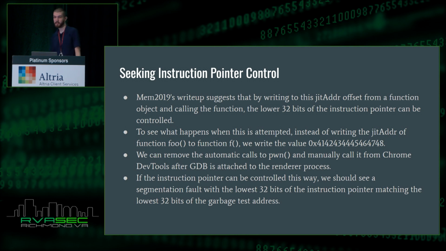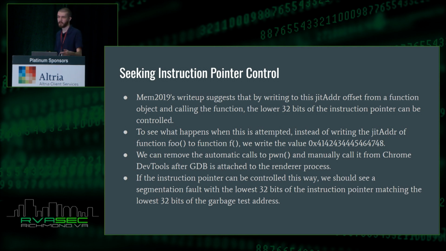So that's nice and all, but we want instruction pointer control. Based on the research from MEM 2019, the data suggests that if we can control that JIT address, we can control the 32 low bits of the instruction pointer. So to do this, we can patch our exploit script and just write this junk value that's recognizable.